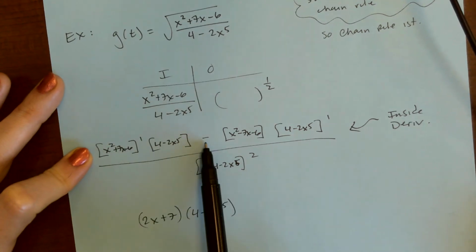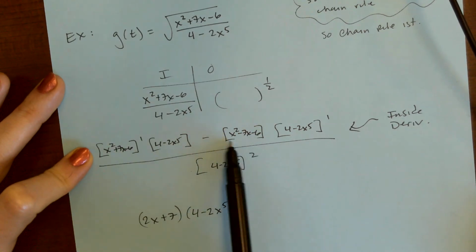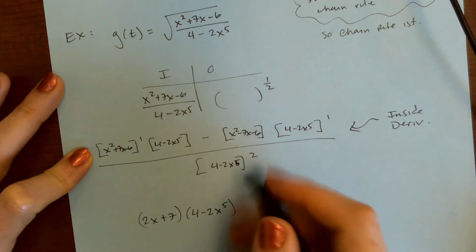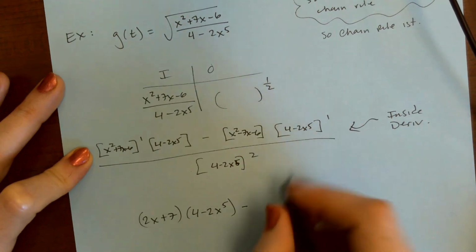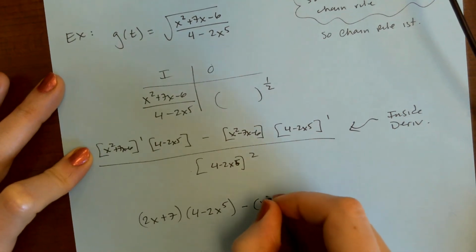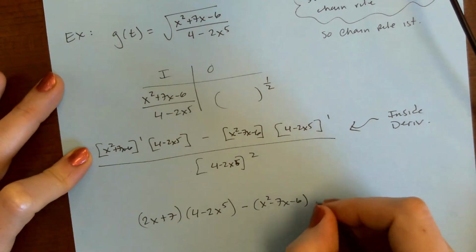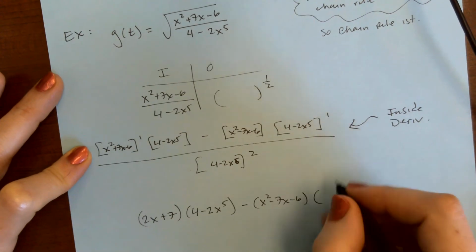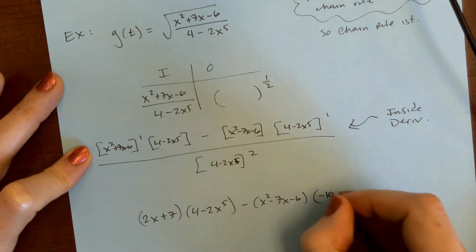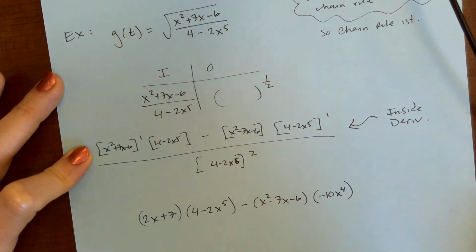And then it's going to be minus, and then I'm going to bring this one down. And then the derivative of this one is negative 10x to the fourth.